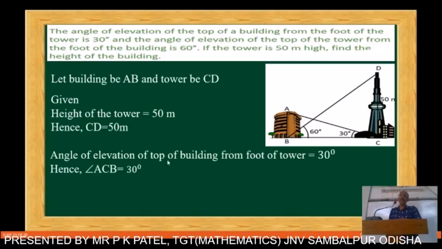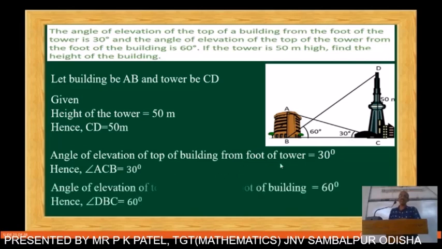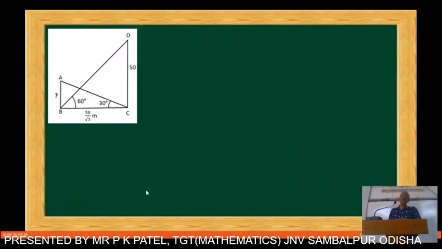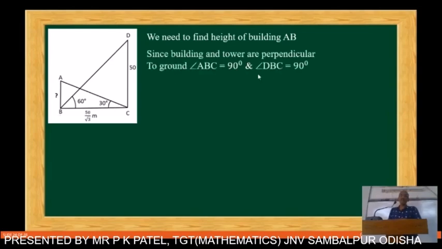Angle of elevation of top of building from the foot of tower is 30 degree. This is 30 degree. Hence, angle ACB is 30 degree. Okay. So angle of elevation of the top of the tower from the foot of building is 60 degree. So angle DBC is 60 degree. Now using the same figure, this is the level diagram. AB is building and CD is the tower. So here we need to find the height of building AB. Since building and the tower are perpendicular to ground, then angle ABC is 90 degree and angle DCB is also 90 degree.